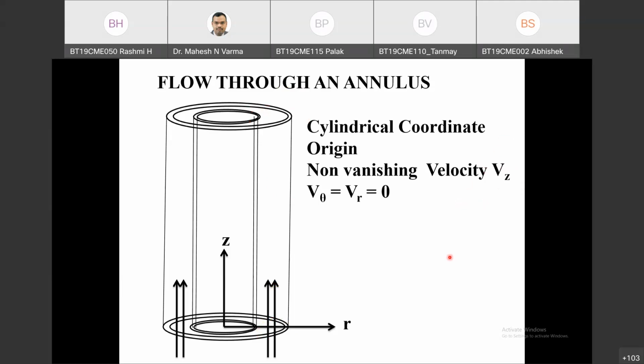Why is Vz not a function of theta? Roll number 106, Swapnil.